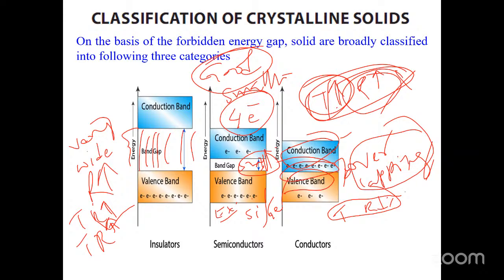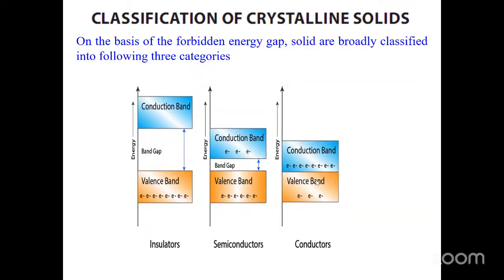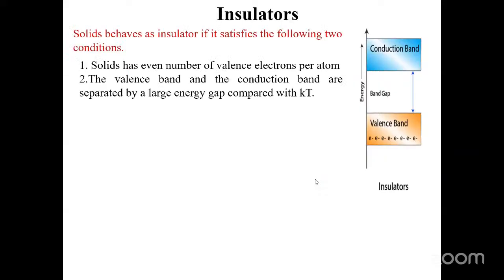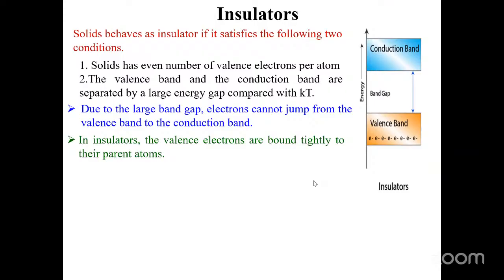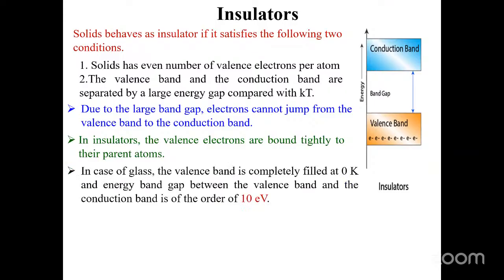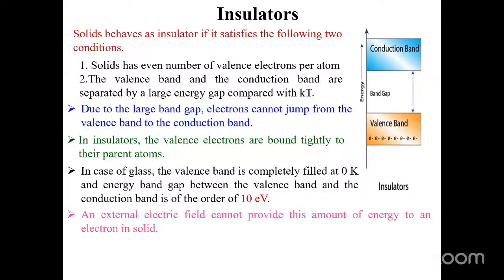This is a very interesting topic. Next, individually, insulators. A solid behaves like an insulator if the solid has an even number of valence electrons per atom. The valence band and conduction band are separated by a large gap, and due to the large gap, the electrons cannot jump from the valence band into the conduction band.